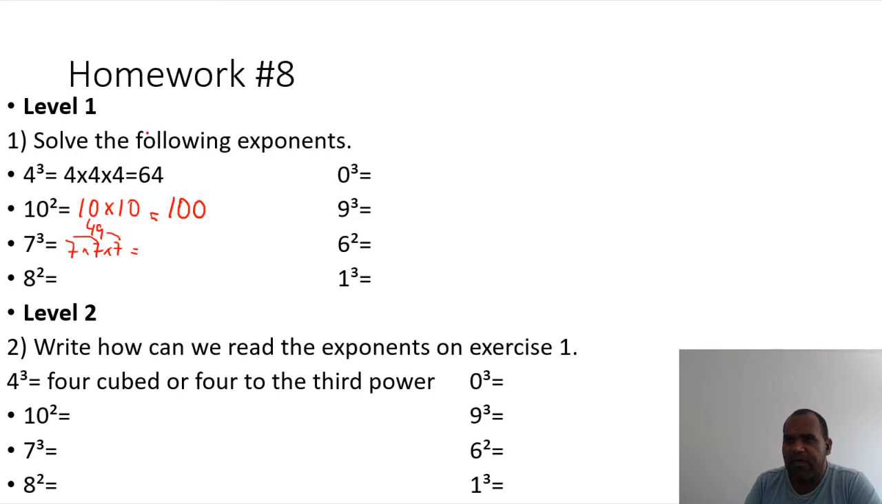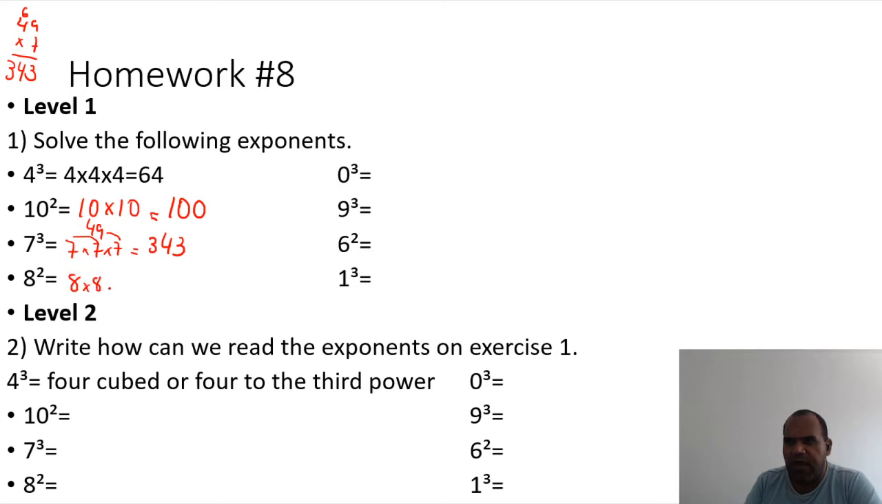I don't know, miss. Okay, let's do it here. Let's do the scratch paper. 49 times 7. 7 times 9 is 63. Carry 6. 7 times 4, 28. 28 plus 6 is 34. 343. Great. 8 squared, because I need 2 copies of 8.